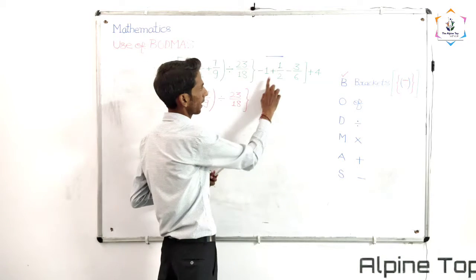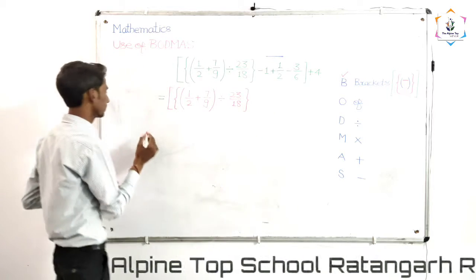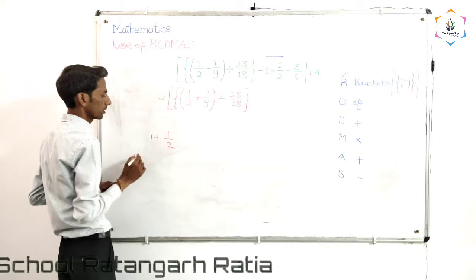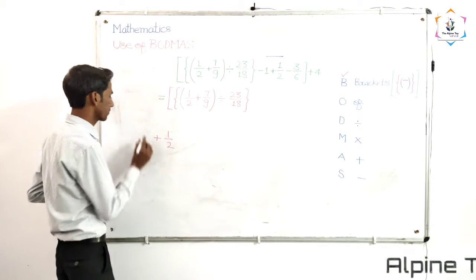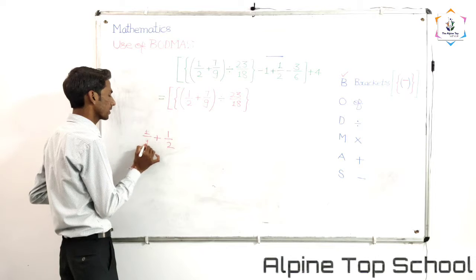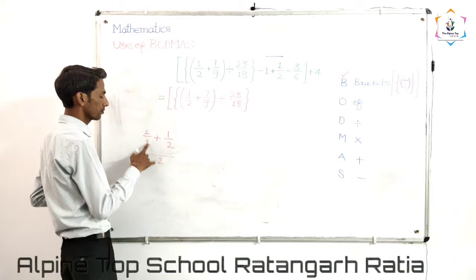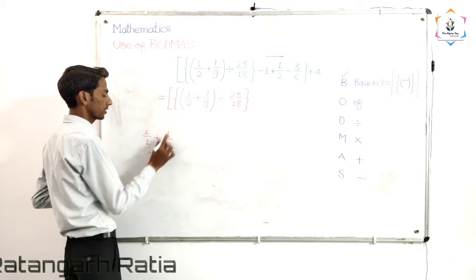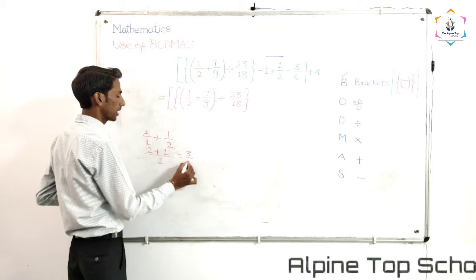Now you have to add 1 and 1 by 2. I am going to do rough work, see carefully. 1 plus 1 by 2. How can we add? We have to take 1 as the denominator of the first one. As 1 I can write 1 upon 1. Take LCM, which is 2. 2 divided by 1, 2. 2 ones are 2. 2 divided by 2, 1. 1 into 1, 1. 2 plus 1, 3 by 2.